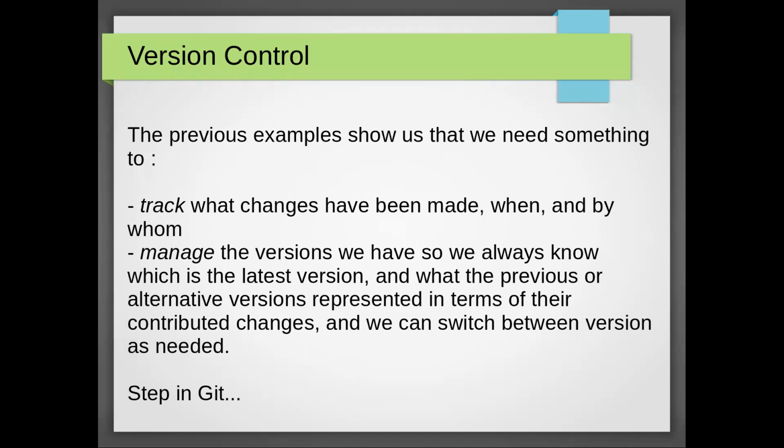So these examples, which, as I say, some of them will probably ring true for you even in non-coding contexts, show us that we do need something to help us. And specifically, we need something that will help us track what changes have been made, when and by who, and something that will enable us to manage the versions we have, so we always know which is the latest version, what the previous or alternative versions represented in terms of the changes they contributed to the development, and that we can switch between versions that we know what these versions represent as needed.